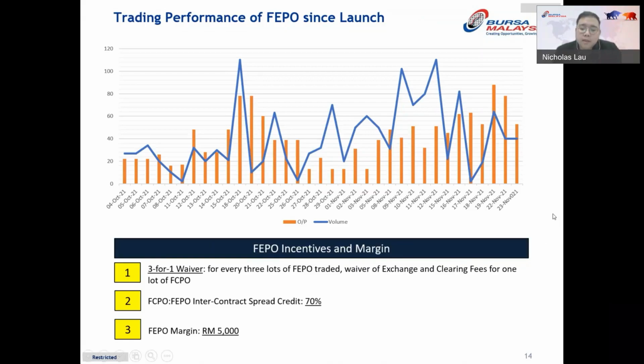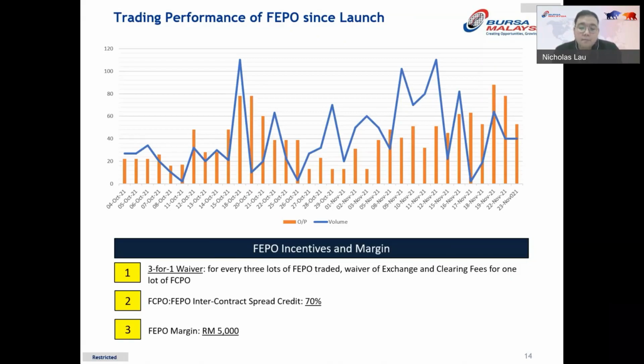With FEPO, of course, we have certain incentives in place to encourage people to trade. One of it will be the 3-for-1 waiver, as we like to call it. What this 3-for-1 waiver means is that for every 3 lots of FEPO traded, you get a waiver of the exchange and clearing fees for 1 lot of FCPO.